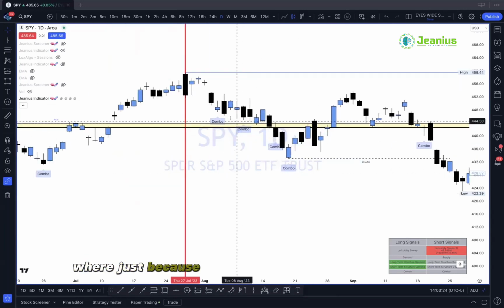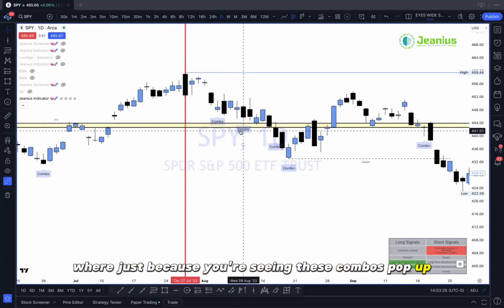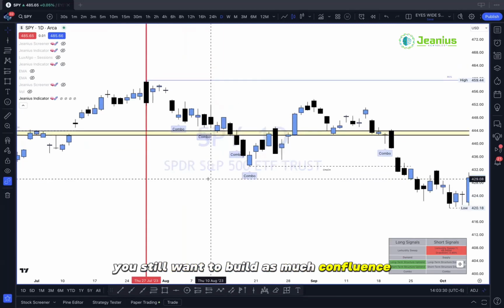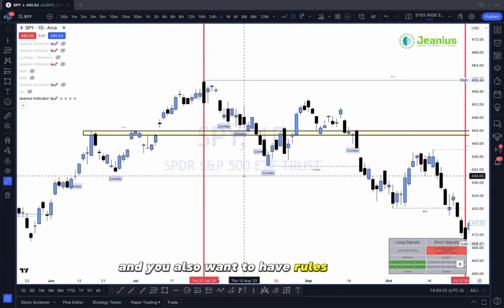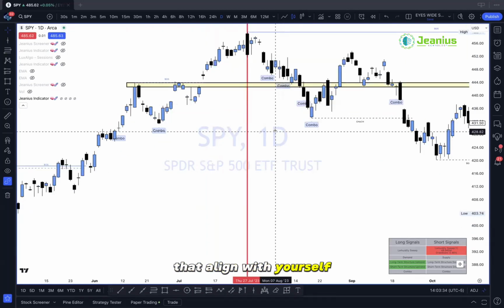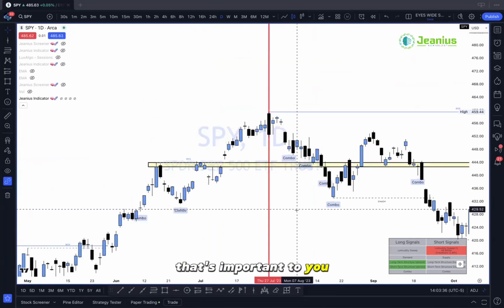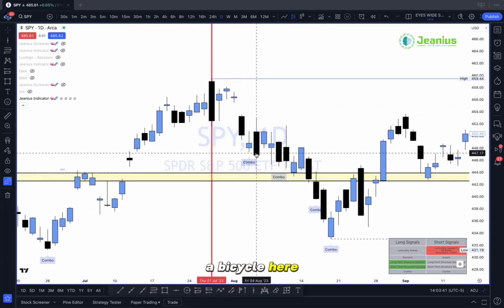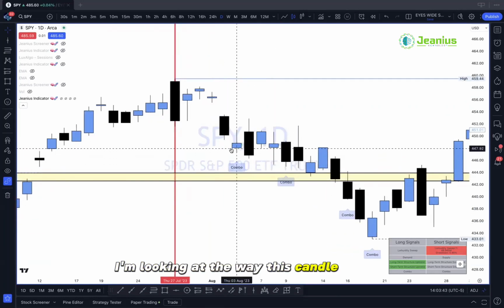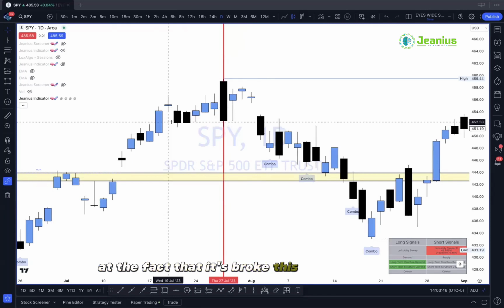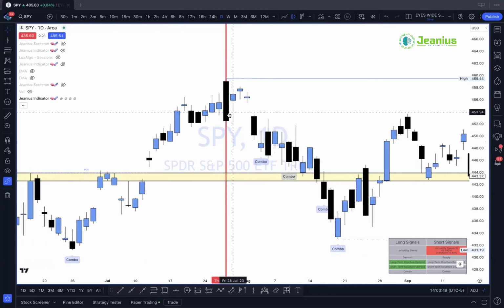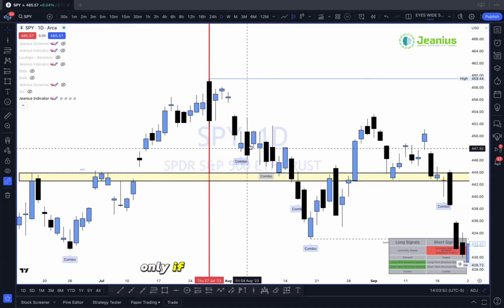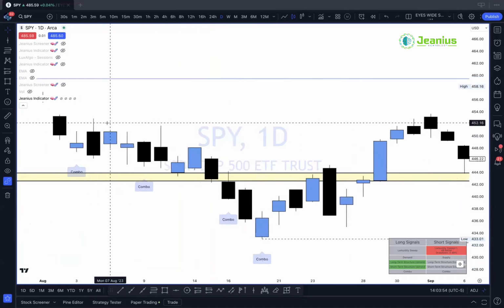So this is a teachable moment for everybody: just because you're seeing these combos pop up, you still want to build as much confluence, and you also want to have rules of entry that align with yourself. Even if I see a buy signal here, I'm looking at the way this candle formed, at the fact that it broke this little pivot here. Me personally, I wouldn't have taken this buy unless there was a candle closure above this candle here.